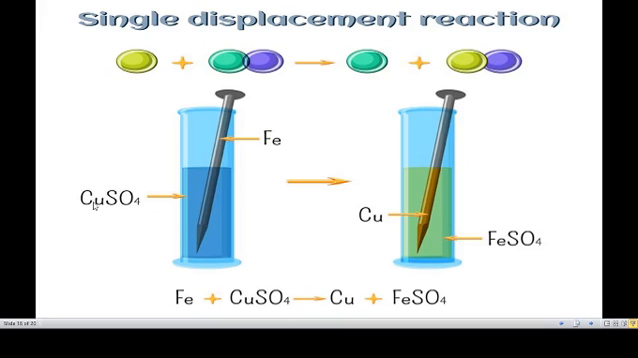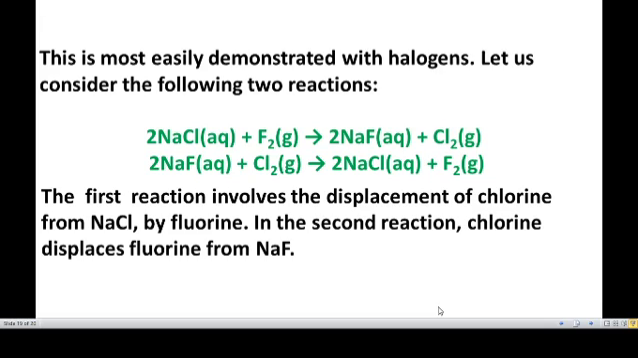The color of copper sulfate solution is blue. The color of iron sulfate is green. Fe plus CuSO4 gives Cu plus FeSO4. The displacement reaction is most easily demonstrated with halogens.